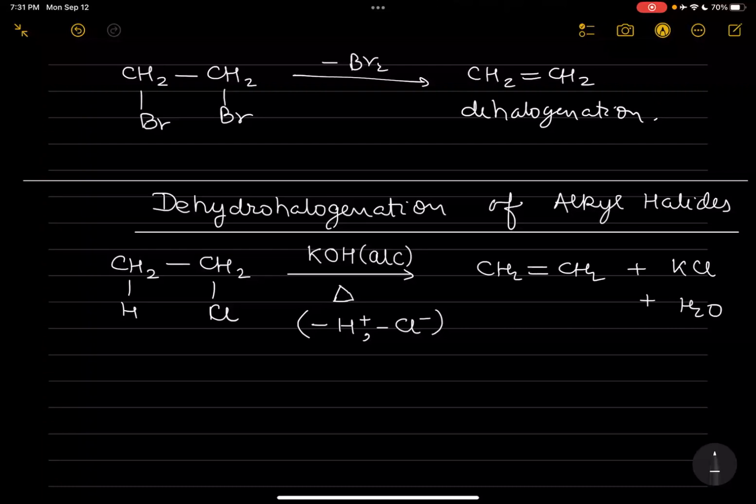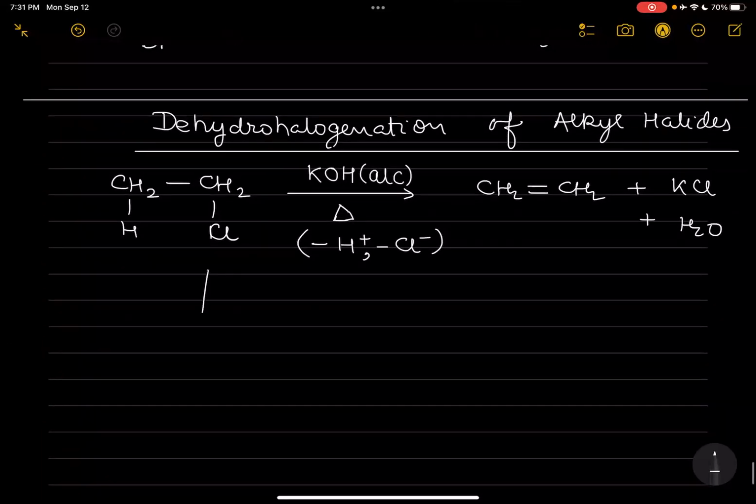This is dehydrohalogenation. Remember one thing, suppose you take aqueous KOH. KOH is a solid, so it depends how you prepare it. If you dissolve that solid and make a solution in water, that is aqueous, and if you prepare a solution in alcohol, that is alcoholic. Aqueous KOH is going to be mild. So aqueous KOH is not going to do the elimination, substitution will happen. This is a very important thing.